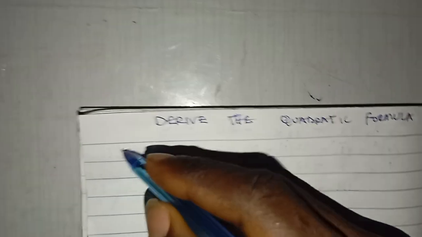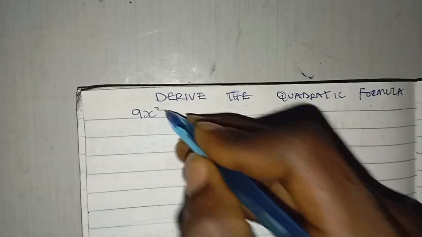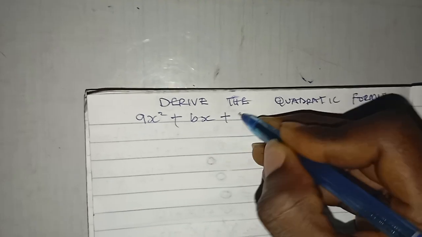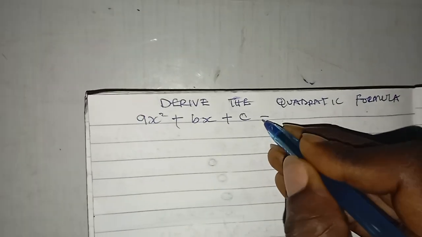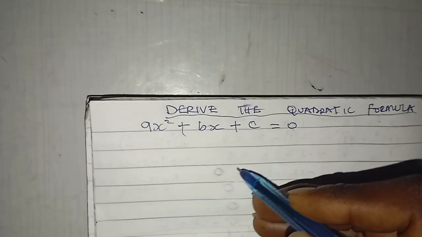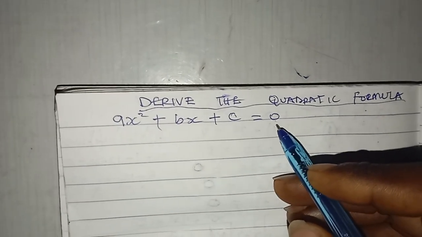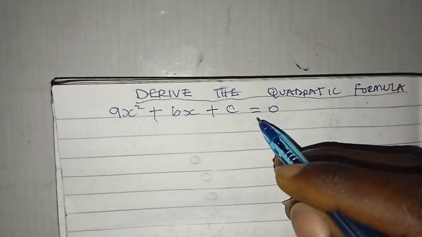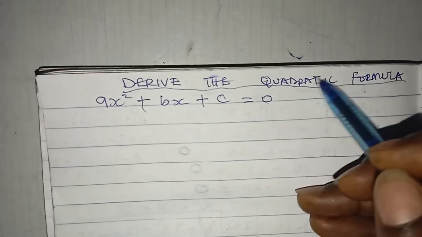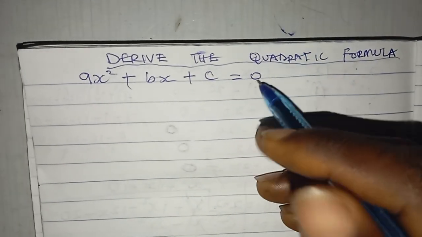So to derive this, we remember that there is a standard form for a quadratic equation, which is ax squared plus bx plus c equals 0. And I normally tell my students that it's not every time the factorization method works. So the best method to use to solve any quadratic equation is the completing the square method, because it's the completing the square method that gives you the formula method.